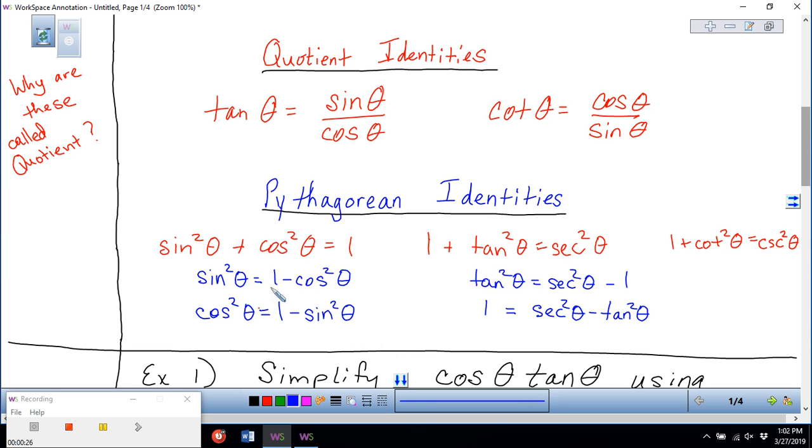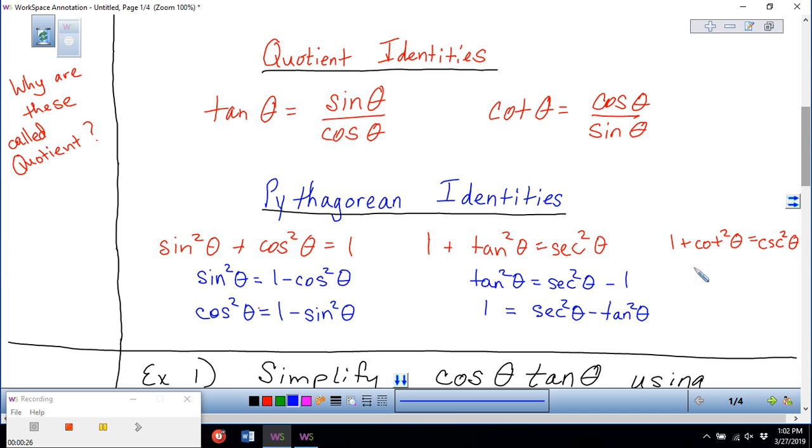Now the order that you write these in matters because it's subtraction, so it's not commutative. So it needs to say secant squared theta minus 1. It needs to say secant squared theta minus tangent squared theta. And the same thing over here with the sines and cosines. The order matters when you subtract.